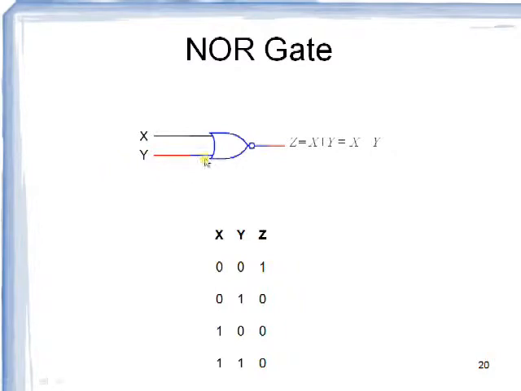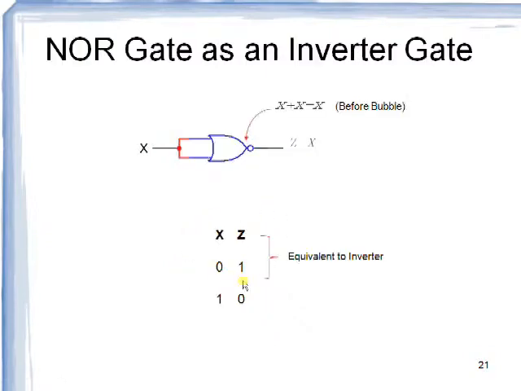Now this is the symbol for representing the NOR gate, where it is receiving X and Y as inputs. The output is Z equals X plus Y whole bar. If we apply De Morgan's on this particular expression, then we'll get X bar and Y bar. And this is the truth table of the NOR gate.